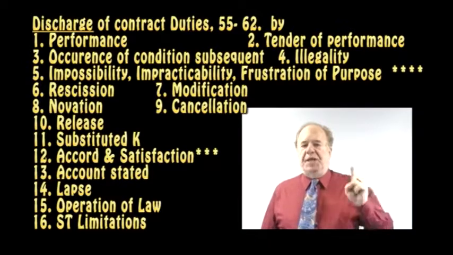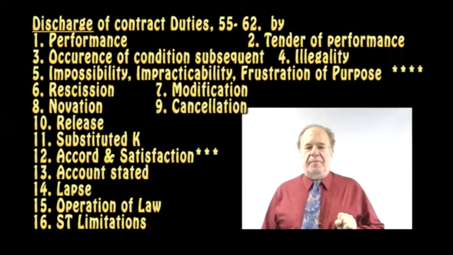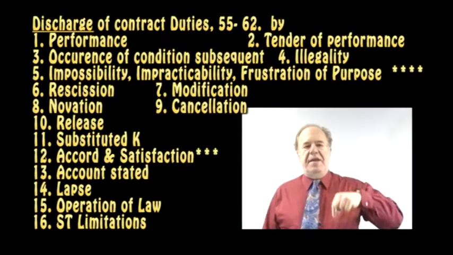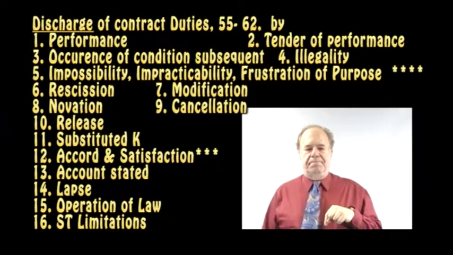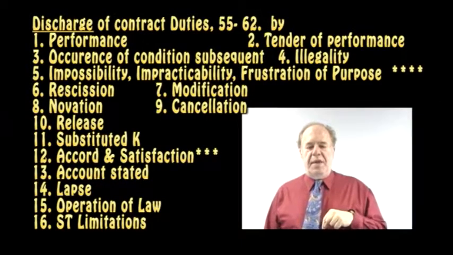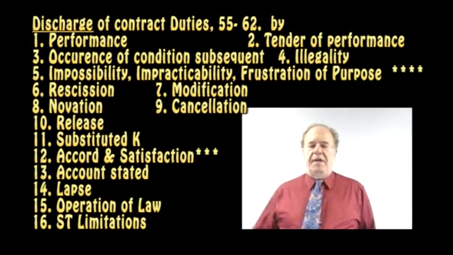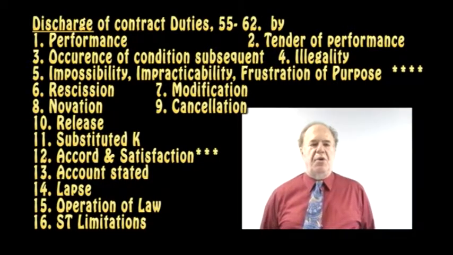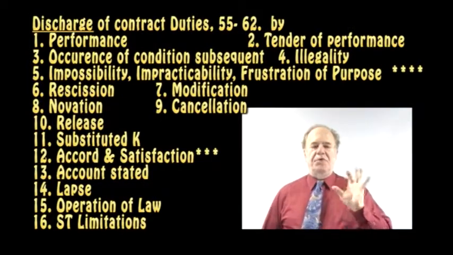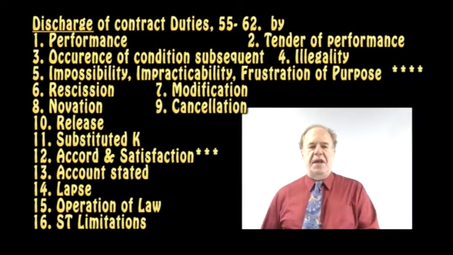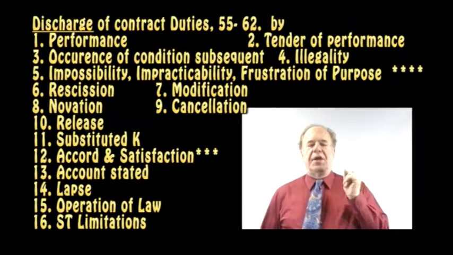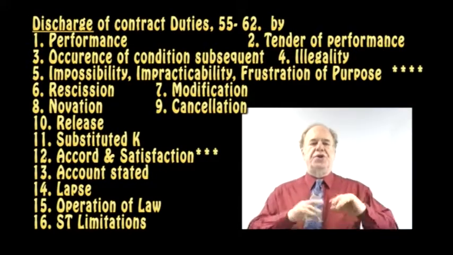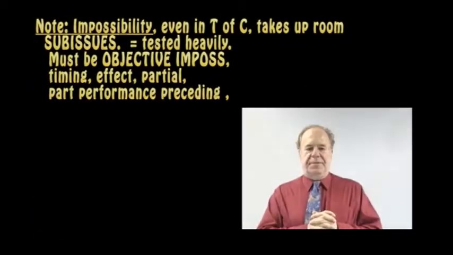Impossibility discharges a contract. A has a contract to paint B's house. Before A can get there with the paint, B's house is burnt to the ground in a fire. There is no longer a house to paint. It is objectively impossible to paint a non-existing house. Therefore, the contract is discharged. Nobody has any duties under that contract.